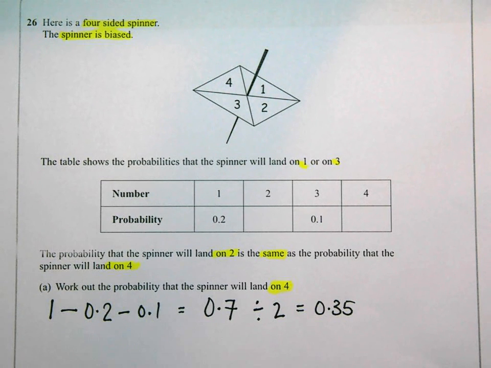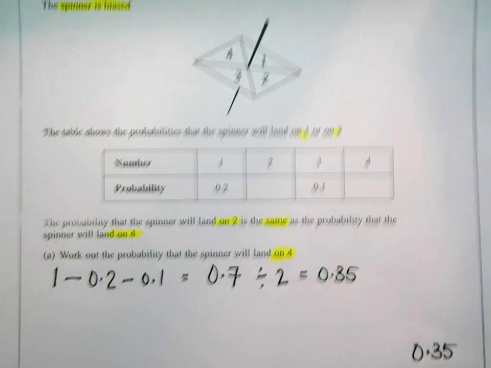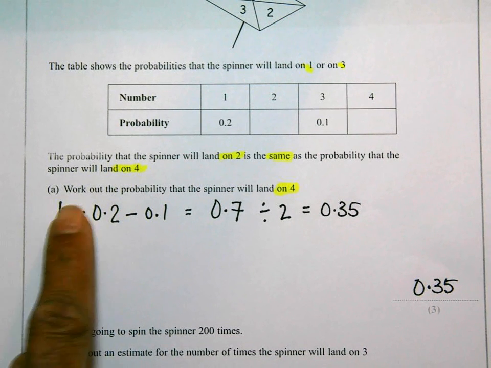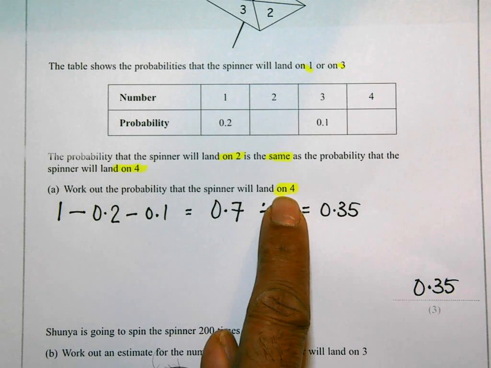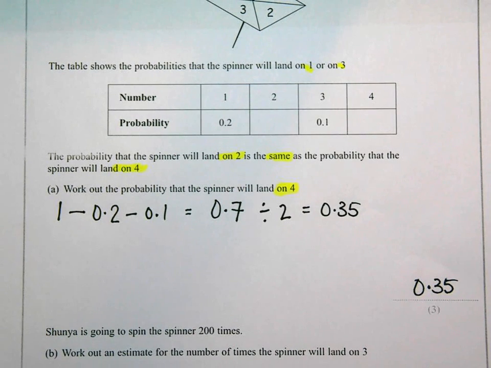So this is a popular type of question. This type of question has come up several times in the last 2 years, in the last 3 exams. Very, very similar to this type of question. The question says, work out the probability that it will land on a 4. That's actually going to be the same as the probability it lands on a 2. Make sure you can do it. Make sure you understand it. And going on to part B.